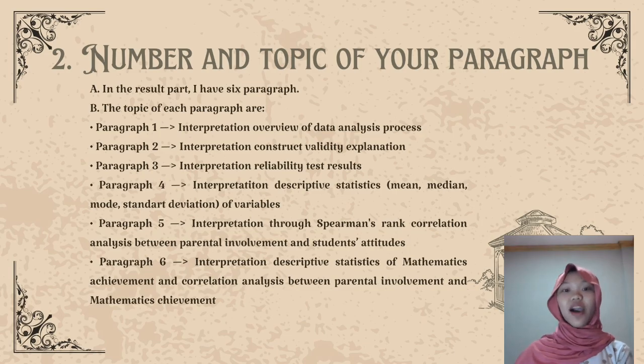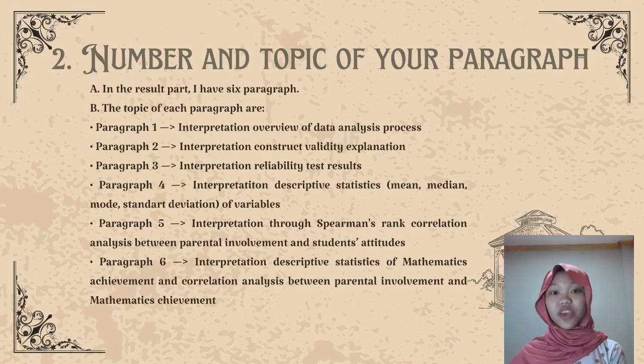2. Number and topic of your paragraph. A. In the result part, I have 6 paragraphs. B. The topic of each paragraph is: in paragraph 1, the topic is interpretation, overview of data analysis process. In paragraph 2, the topic is interpretation, construct validity explanation. In paragraph 3, the topic is interpretation, reliability test result.